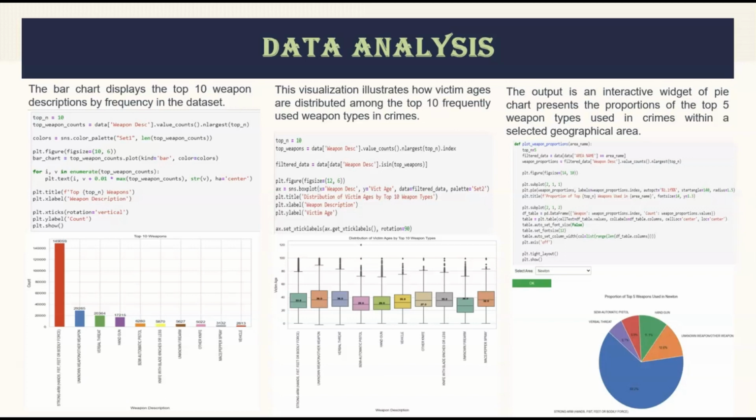Finally, we have a pie chart plotted using matplotlib. Along with the use of a filter, we are able to see the top 5 weapons used for crimes in each area. From the example shown, the filter and OK button are created through ipywidgets. We can see that the area Newton has 63.2% of crimes that occurred using hands and feet, followed by unknown weapons and handgun with 12% and 11% respectively.